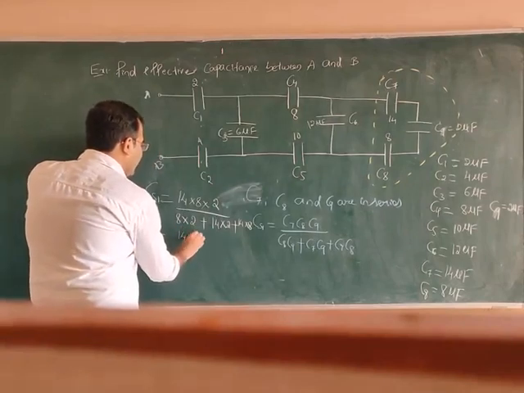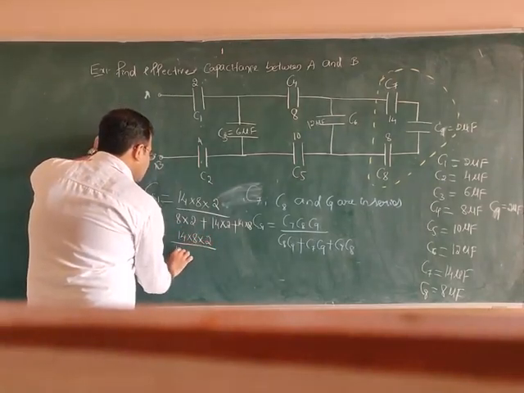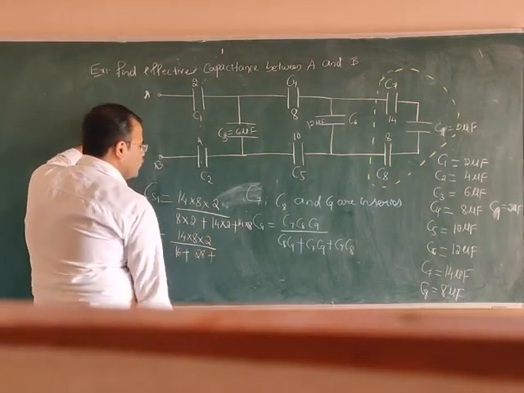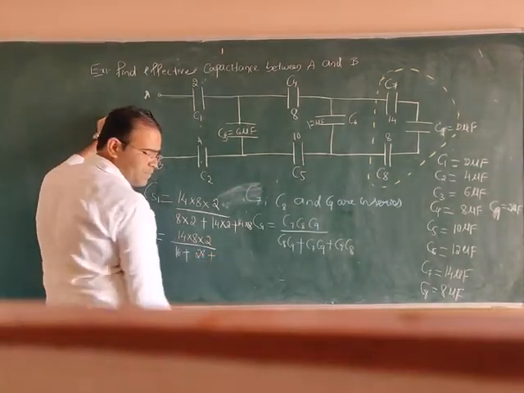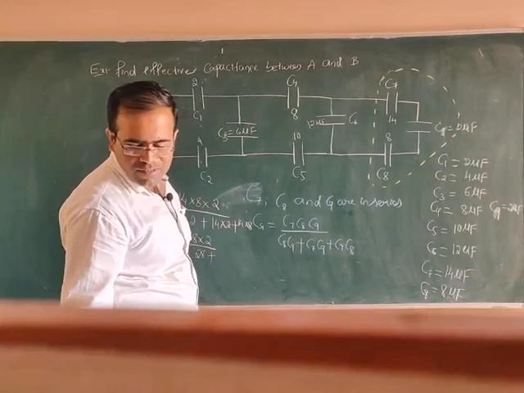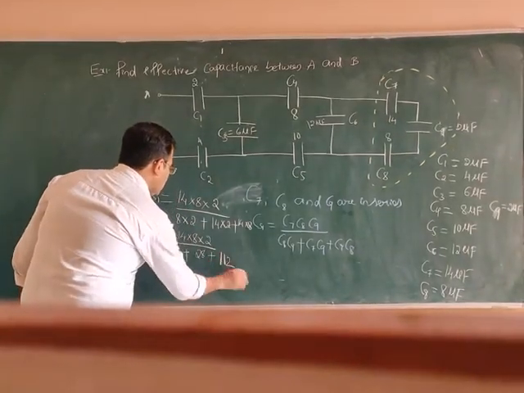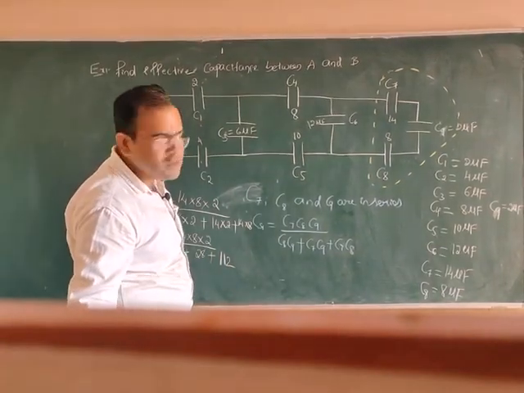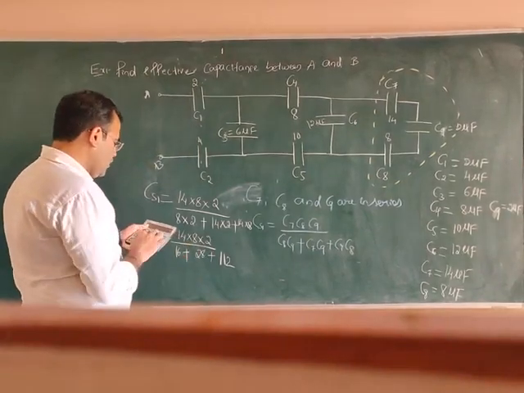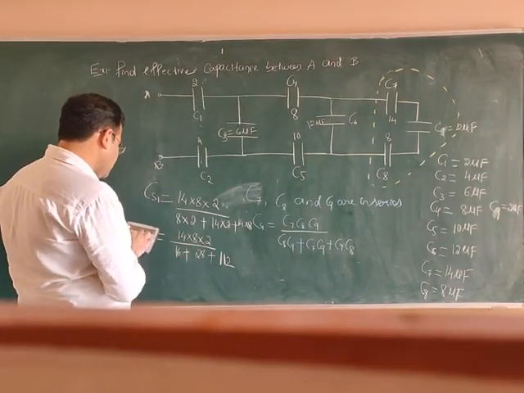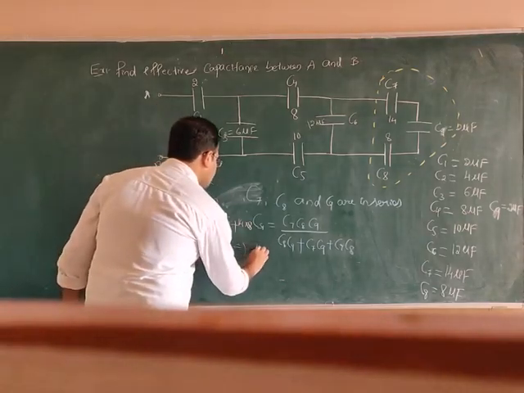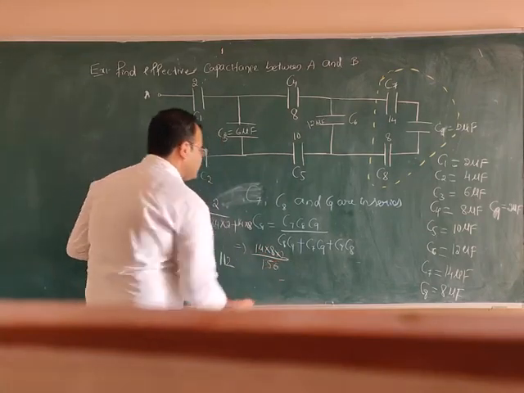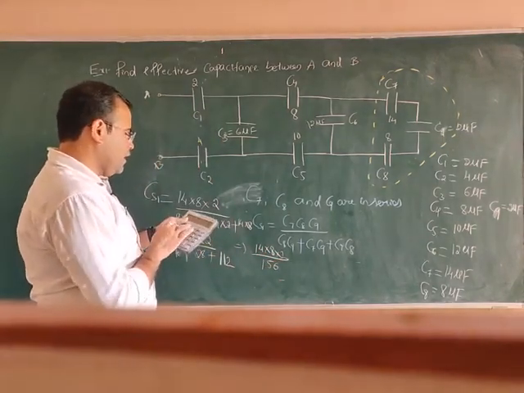So 14 into 8 into 2 divided by 8 into 2, which is 16, plus 28, plus 14 into 8, which is 112. So this is 112 plus 28 plus 16, and entirely you are going to get 14 into 8 into 2 divided by 156. So you are going to multiply 14, 8 and 2.